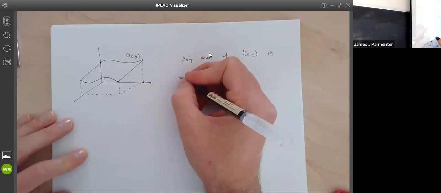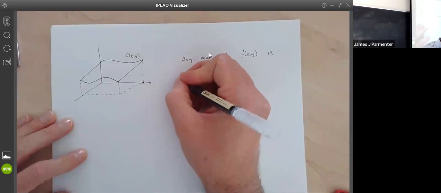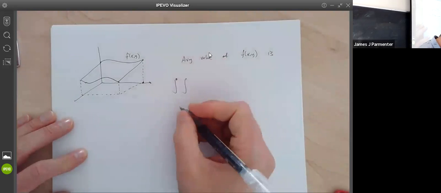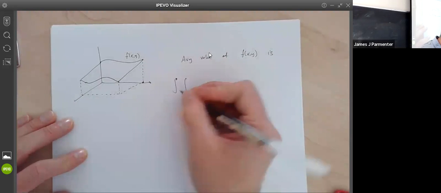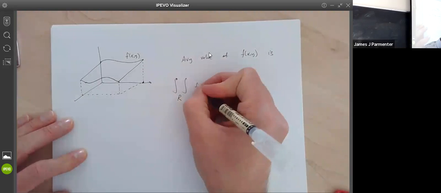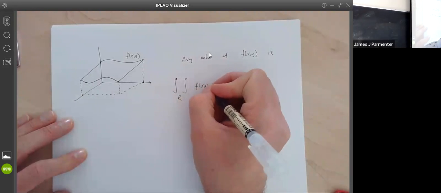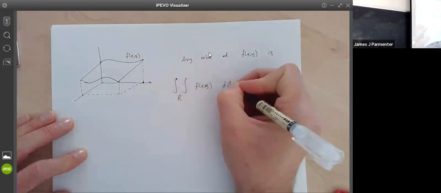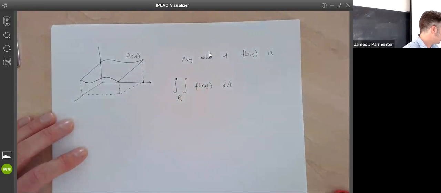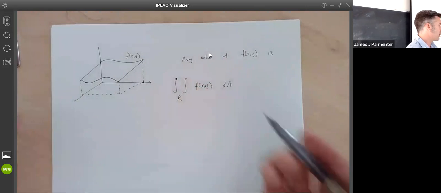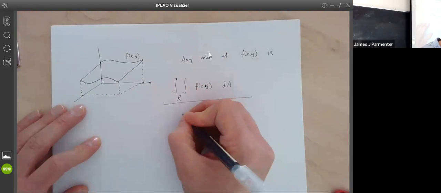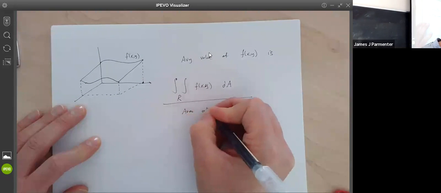So the average value here is just going to be the double integral over your region of your function, whichever way it works, dx dy or dy dx. We write dA when we're not specifying. And then we're going to divide that by the area of the region.